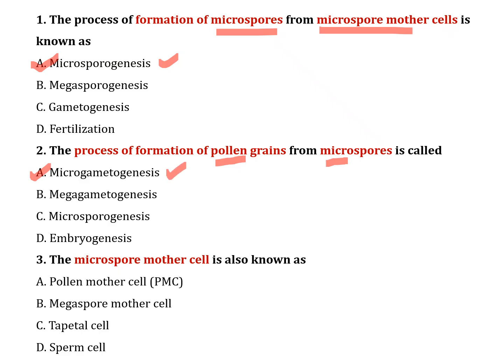The next question number 3, the microspore mother cell is also known as option A pollen mother cell, option B megaspore mother cell, option C tapetal cell, option D sperm cell. Correct answer is option A pollen mother cell.